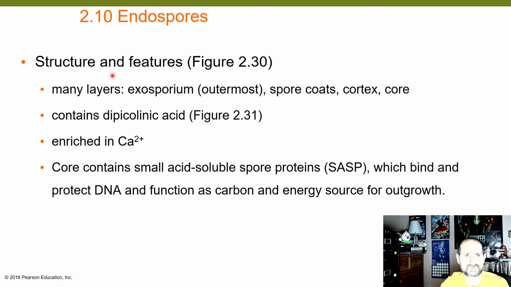Okay. What are the structures of the endospore? There's many layers to an endospore. There's the outermost layer called the exosporium, then the spore coat, the cortex, the core. Inside of the endospore you have dipicolinic acid, which binds to calcium, and dipicolinic acid and calcium bind to one another. I'll show you an image of that in a minute. And the core contains small acid-soluble spore proteins, SASPs, which bind and protect the DNA and function as a carbon and energy source for outgrowth.